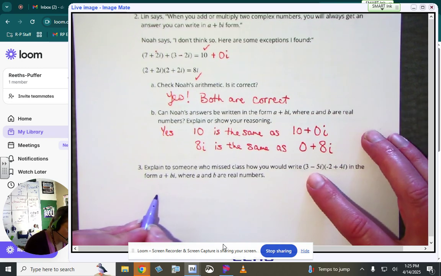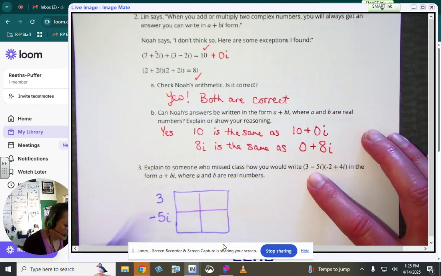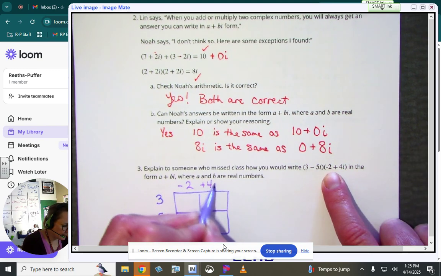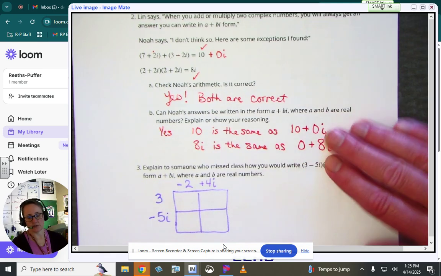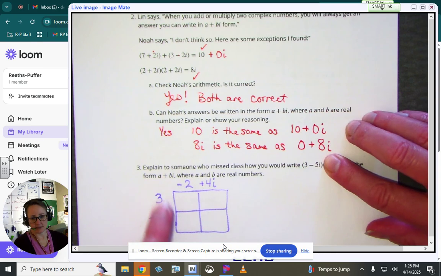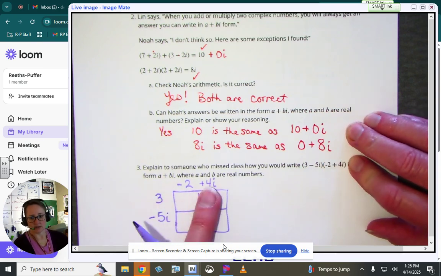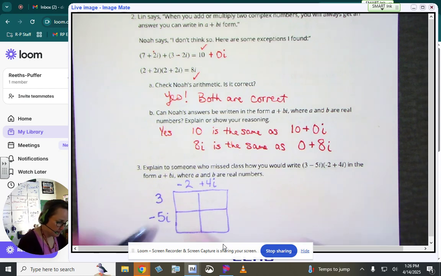So I'm multiplying 3 minus 5i and I want to multiply that with negative 2 plus 4i. So I'm setting up one factor down the side. Remember, take that whole factor. If it's in parentheses together, it has to be down the same side together. The other factor across the top. And now I'm going to multiply to fill the boxes. Multiply, multiply, multiply to fill.